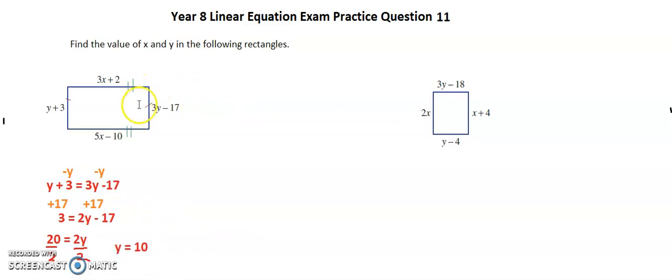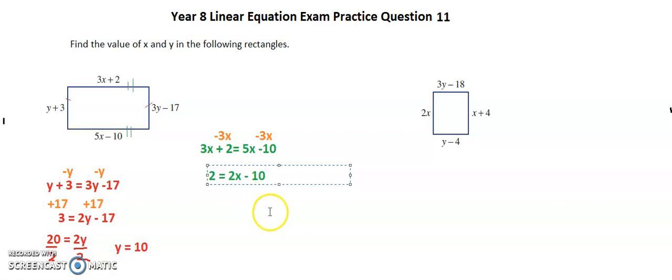Okay. Likewise, let's look at the long side now. The long side, it tells me, is 3x plus 2, and that is equal to the other long side, which is 5x minus 10. Same thing applies here. I am going to want to get my constants on one side and my variables on the other. I'll start off with my variables, and I'll get that onto my right hand side. So I'm taking 3x from both sides. That leaves me with just 2 is equal to 5x minus 3x is 2x, take away 10.